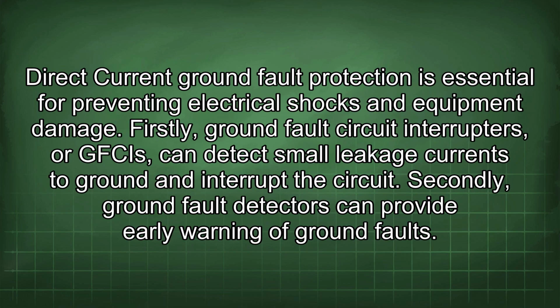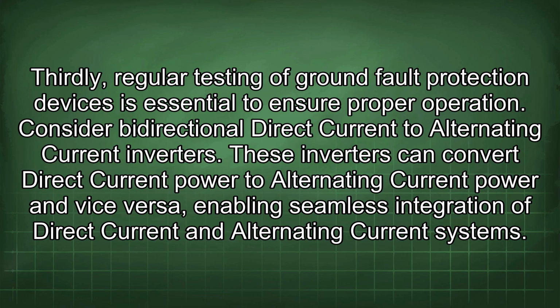Direct current ground fault protection is essential for preventing electrical shocks and equipment damage. Firstly, ground fault circuit interrupters, or GFCIs, can detect small leakage currents to ground and interrupt the circuit. Secondly, ground fault detectors can provide early warning of ground faults. Thirdly, regular testing of ground fault protection devices is essential to ensure proper operation.